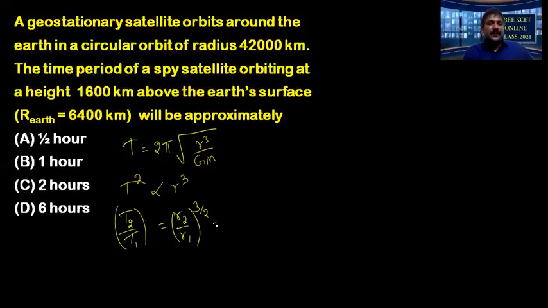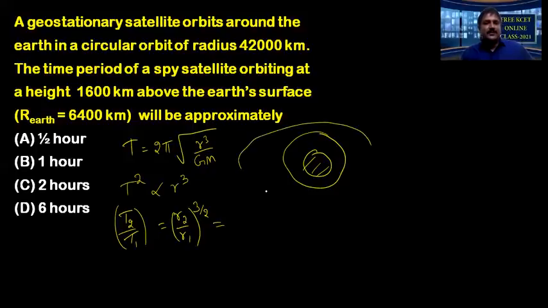Now, what is R2? R2 is the orbital radius of the second case, that is 1600 plus R, where h is 1600 and R is the radius of Earth. So this is the situation. Let me put a diagram. The spy satellite at smaller height usually revolves in the north-south direction, whereas geostationary satellites revolve in the equatorial plane at a height of nearly 36,000 kilometers.